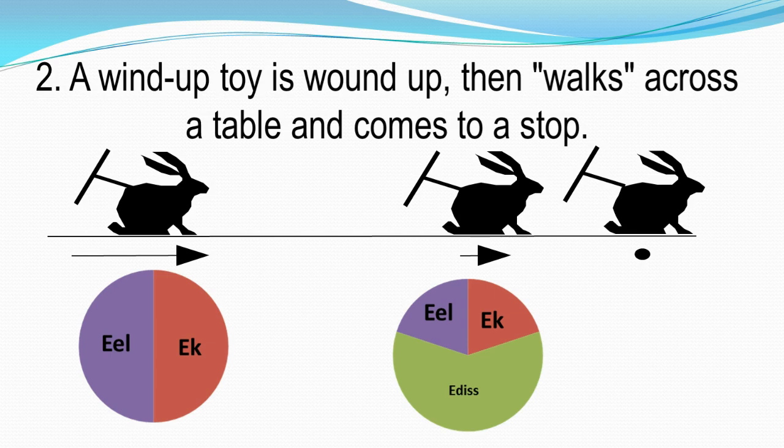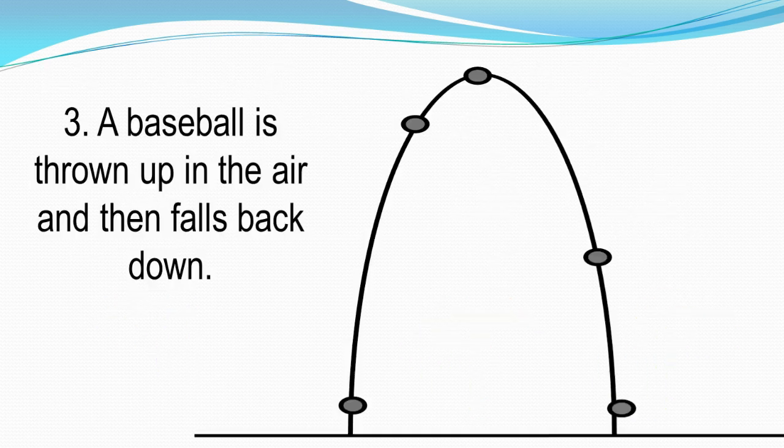That rabbit eventually comes to a stop, which means all of the energy has been dissipated. All of the elastic energy turned into kinetic energy, allowing the rabbit to move. As that kinetic energy caused friction between the wheels and the table, that energy dissipated all the way through. We started and ended with the same amount. However, it's just in different forms.